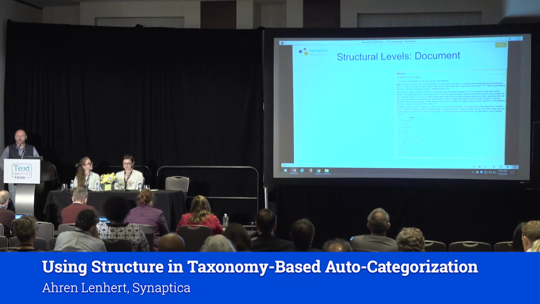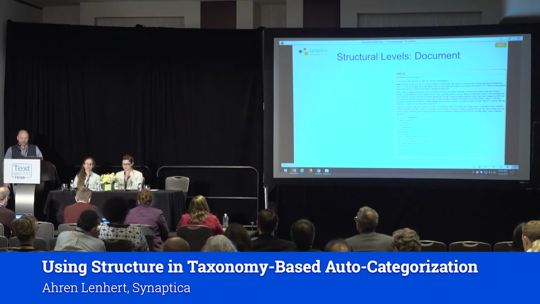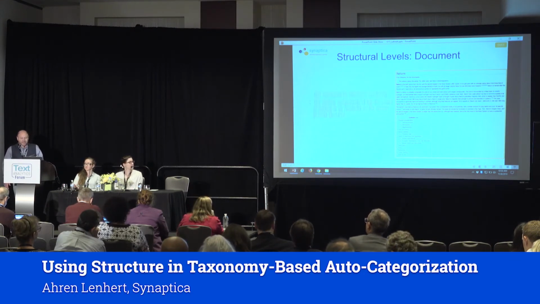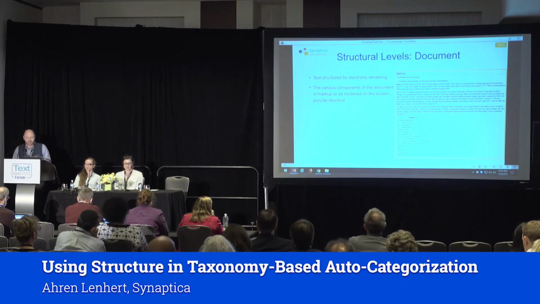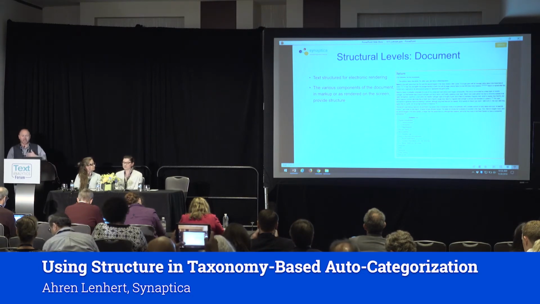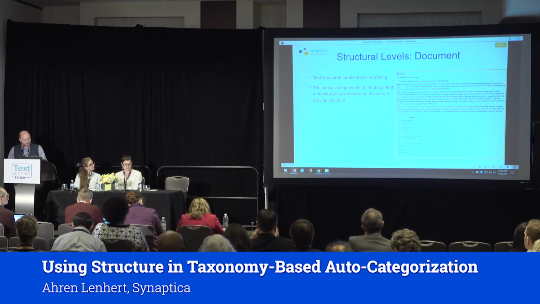Okay, so far we have covered taxonomies and ontologies, and we have covered natural language processing. Now we can talk about the other structural level, which is the document itself. So we can leverage document structure because we render text electronically by using structure, in order to get it into a format where we can read it. We're using things like markup language.